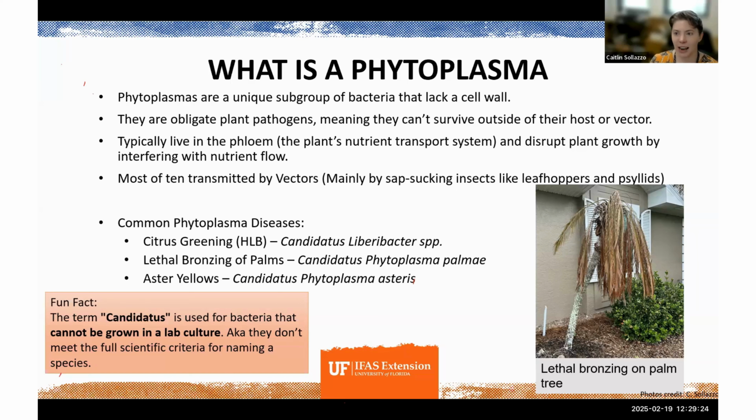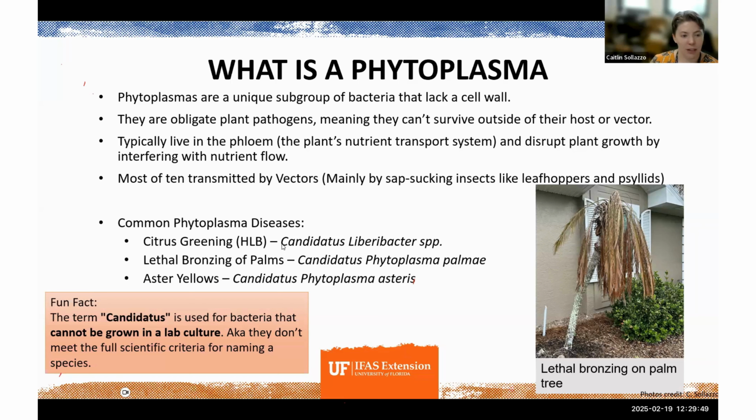Even though we have all the genetic data to prove that this phytoplasma causes lethal bronzing, we can't culture it out, so it has this Candidatus in front of it. That just means unculturable. So we don't have 100% proof, without the confounding factors, that this is the causal agent, but we pretty much know. So that's just a fun fact.